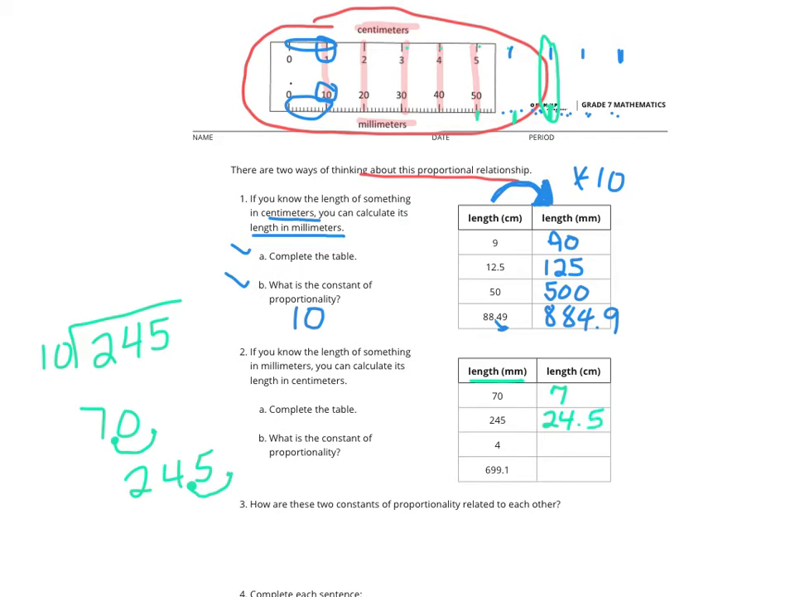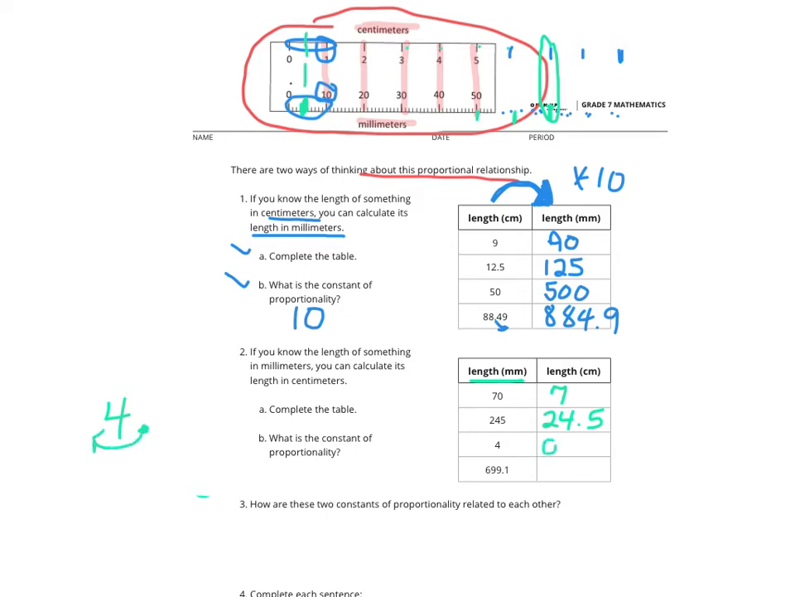24.5 centimeters. If something is 4 millimeters, 4 millimeters is little, right? That's a little tiny amount. In fact, up here on my ruler, 1, 2, 3, 4 millimeters is right about there. That's small. That's less than 1 centimeter. How much less than 1? Well, let's see. It's 4.0. I'm dividing by 10. I'm going to move that decimal one place that way. That gives me 0.4 centimeters. Same thing with the next one. I'll move that decimal over one place, 69.91.